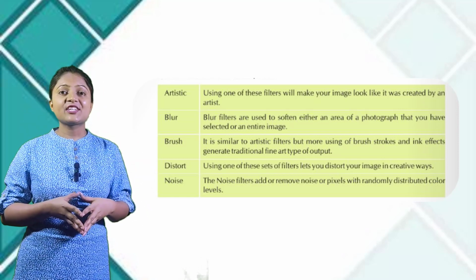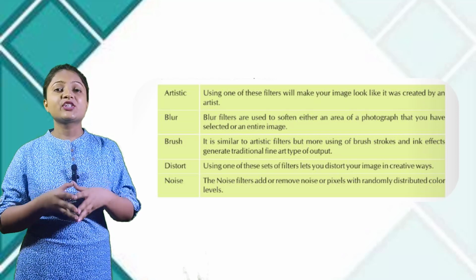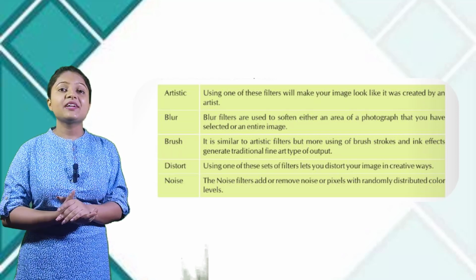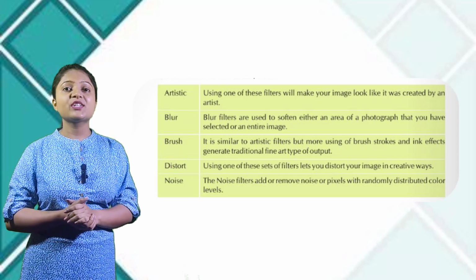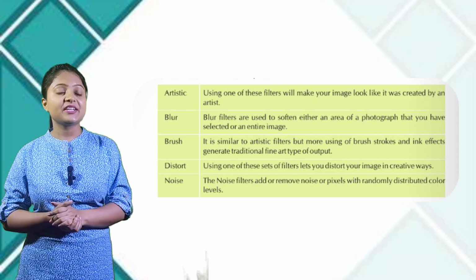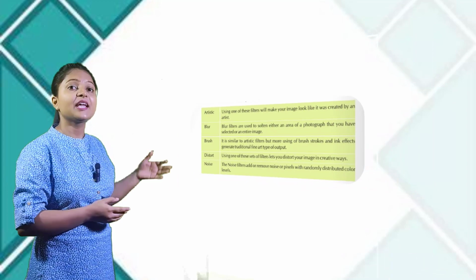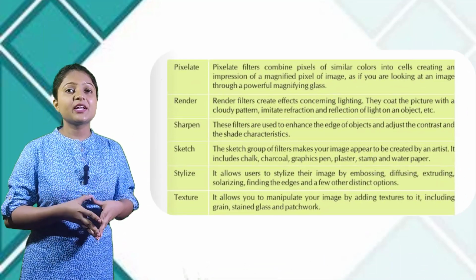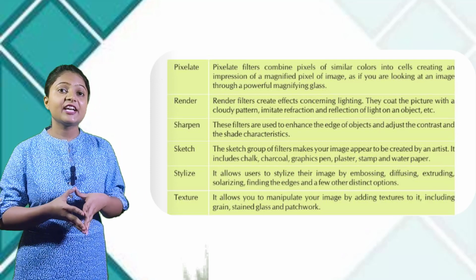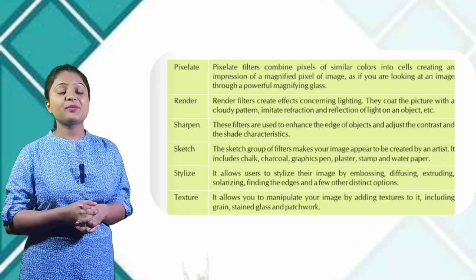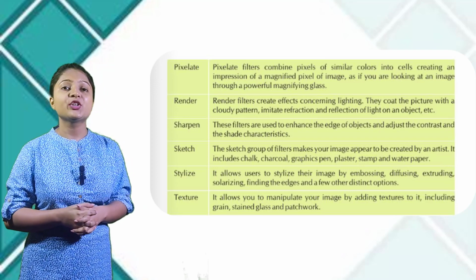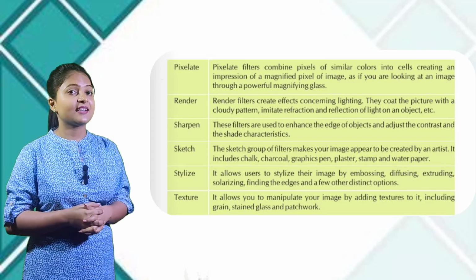Distort. Using one of these sets of filters lets you distort your image in creative ways. Noise. The noise filter adds or removes noise or pixels with randomly distributed color levels. Pixelate. Pixelate filters combine pixels of similar colors into cells, creating an impression of a magnified pixel of image, as if you are looking at an image through a powerful magnifying glass.